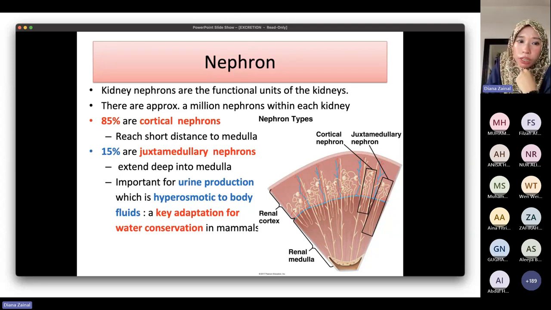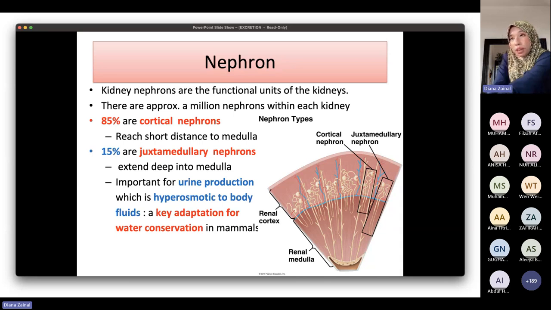But for the other 15%, we call it a juxtamedullary nephron, where the loop of Henle extends even deeper into the medulla. There's a reason for that also. Stay tuned, I'm going to tell you later. It is important for urine production, which is hypoosmotic to body fluid. So it's a key adaptation for water conservation in mammals.